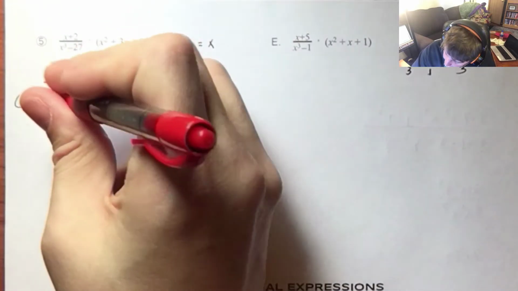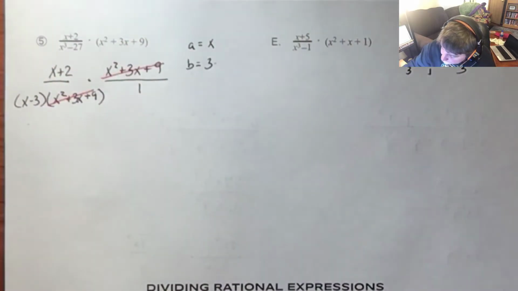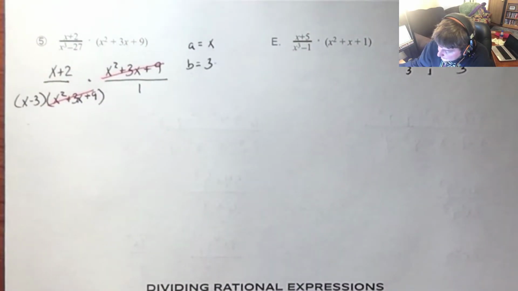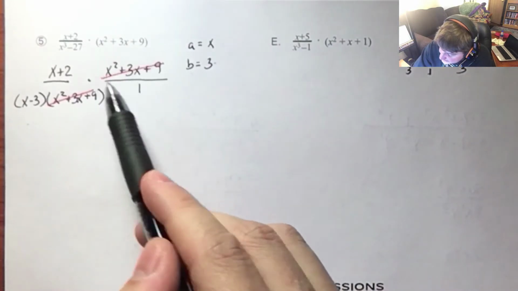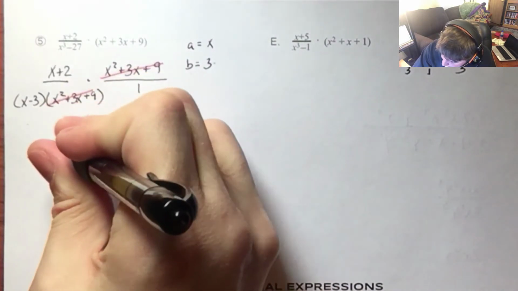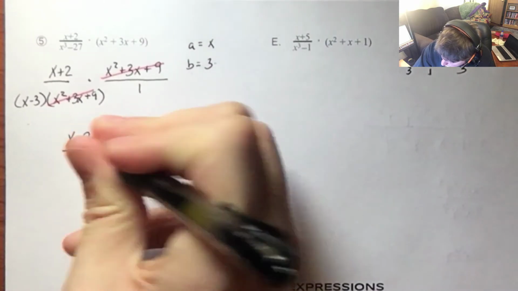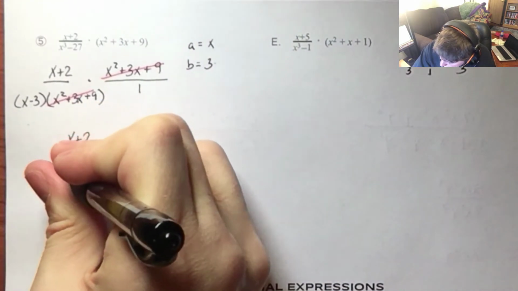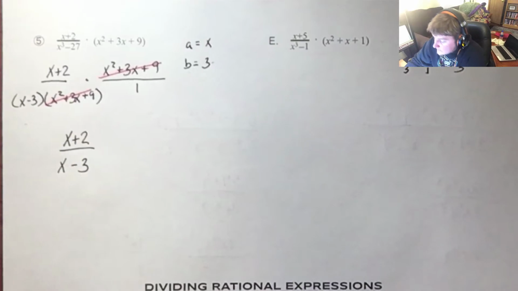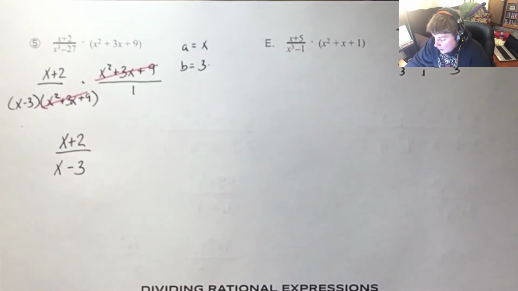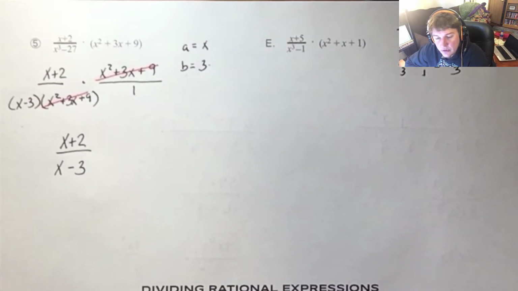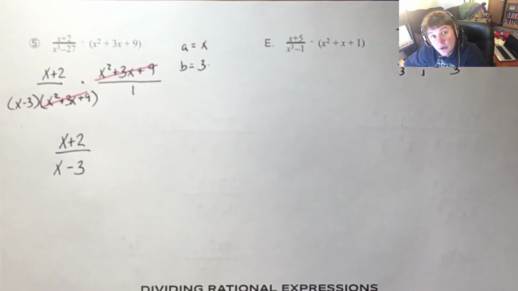And we can go ahead and cancel these out. Okay, and so now we're just left with, this cancels out to 1, so I get just x plus 2 over x minus 3. Okay, pause the video and see if this is a problem that you can do, and then check your work when you're done.